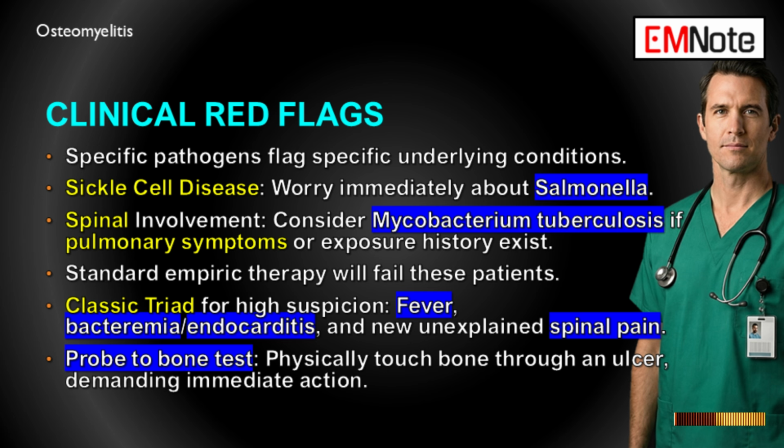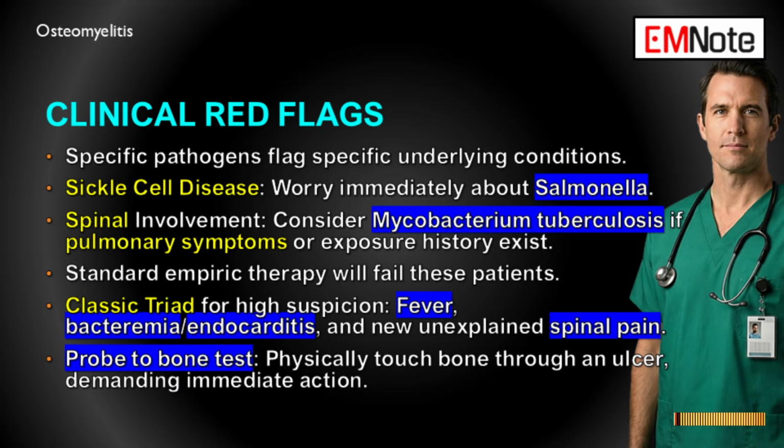Okay, two critical ones. First, if you have a patient with sickle cell disease, you must immediately worry about Salmonella. Right, Salmonella, for hematogenous osteomyelitis, yes. And second, if you see spinal involvement, especially in a patient with pulmonary symptoms or an exposure history, you have to be vigilant for Mycobacterium tuberculosis. These connections are critical because your standard empiric therapy is going to fail those patients completely.